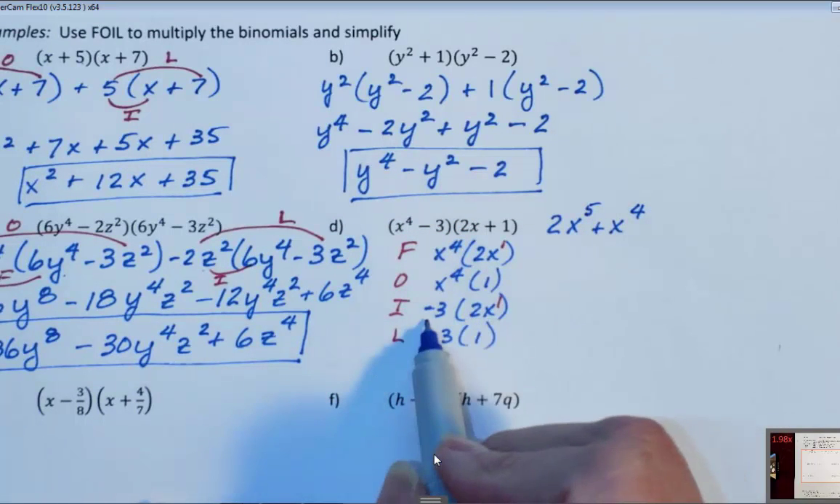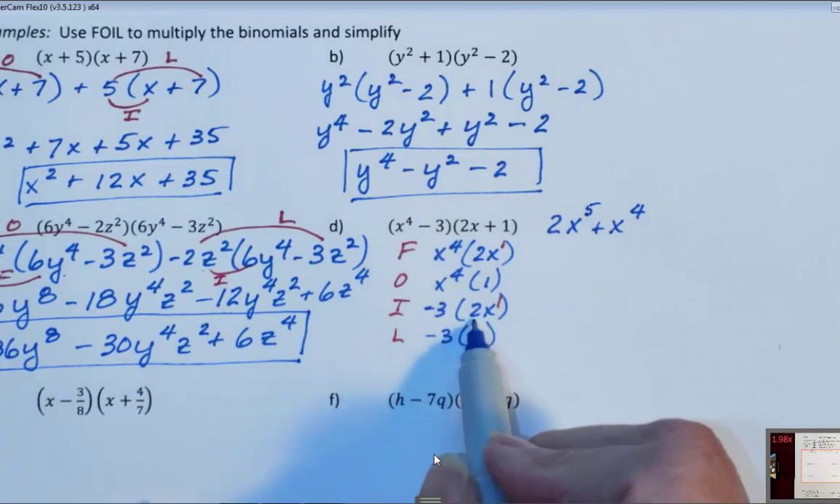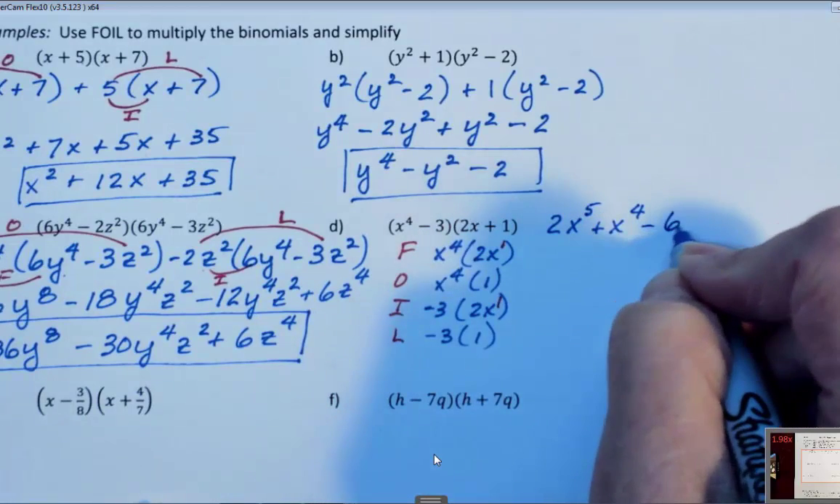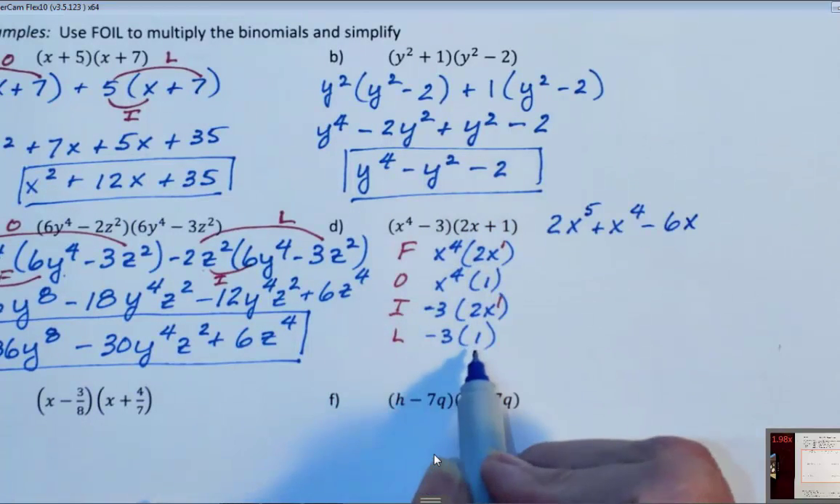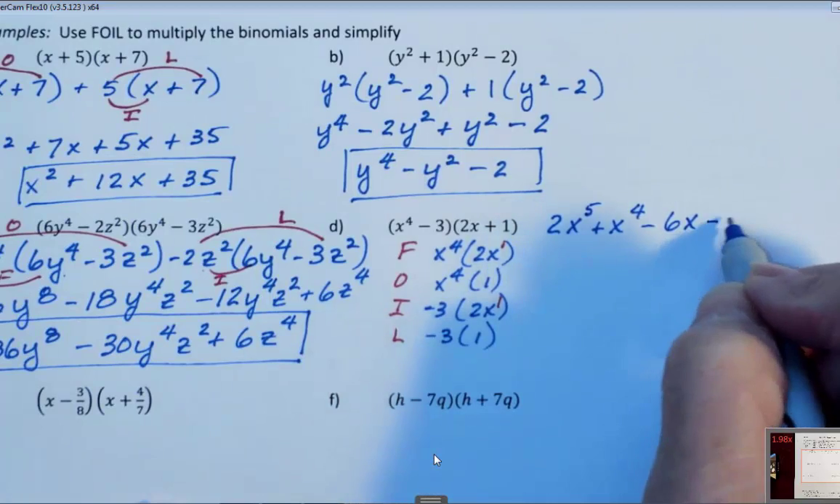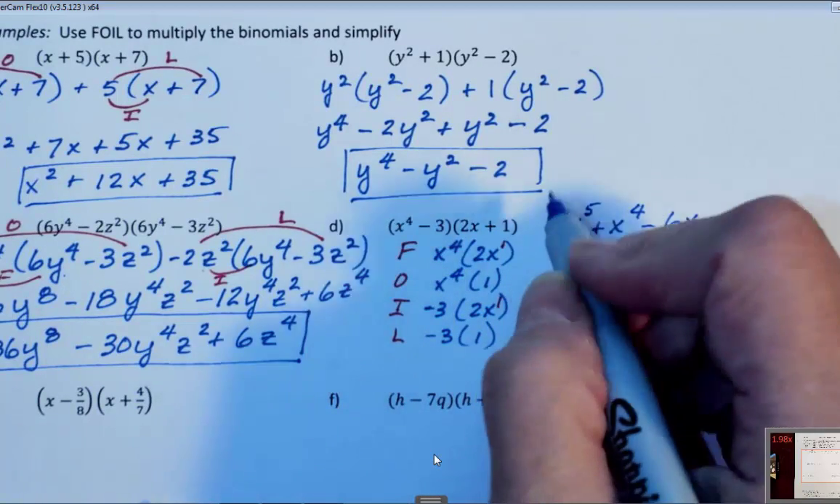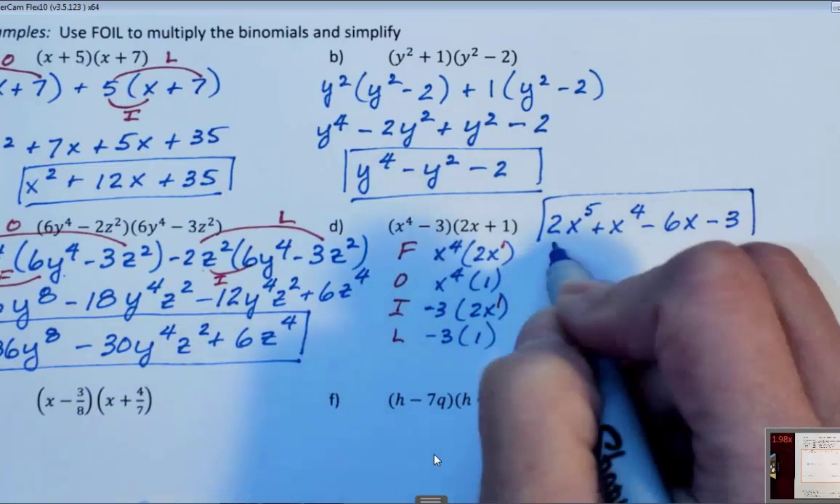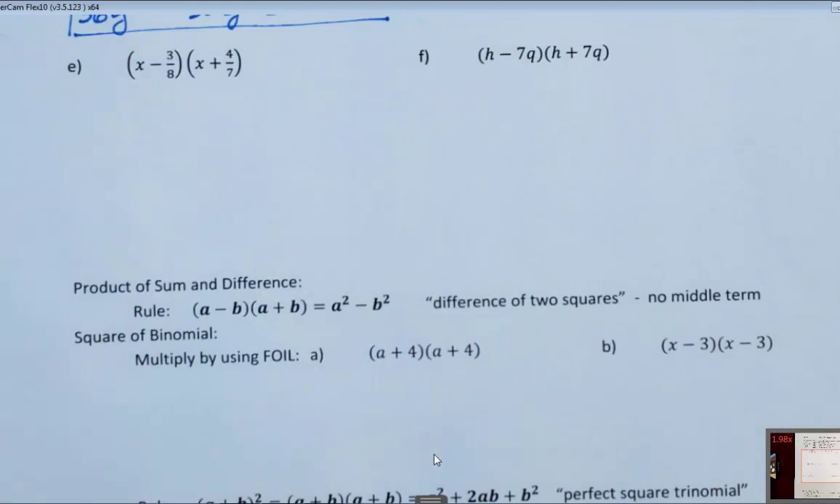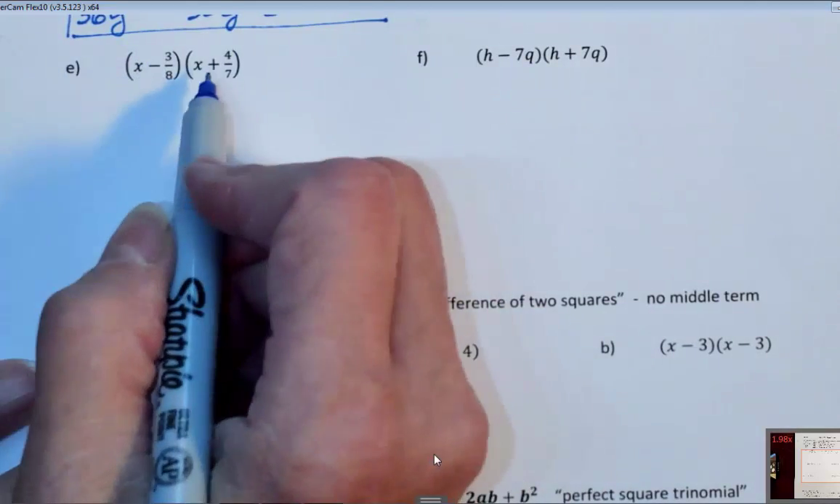Then I'm going to have negative 6x. And then I'm going to have negative 3. Look for like terms. I don't have any. That is my answer. Okay, now we have the enviable fractions going on here.